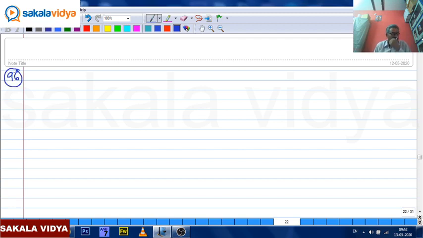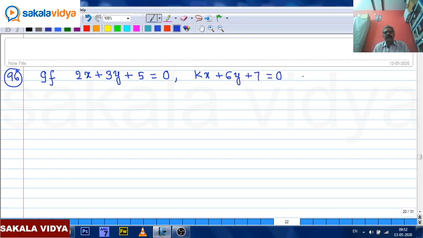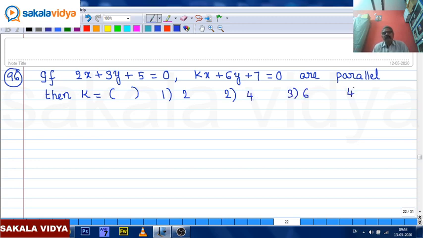Ninety-sixth problem. If 2x plus 3y plus 5 equals to 0, kx plus 6y plus 7 is equal to 0 are parallel, then k equals to: first option 2, second option 4, third option 6, fourth option minus 9.